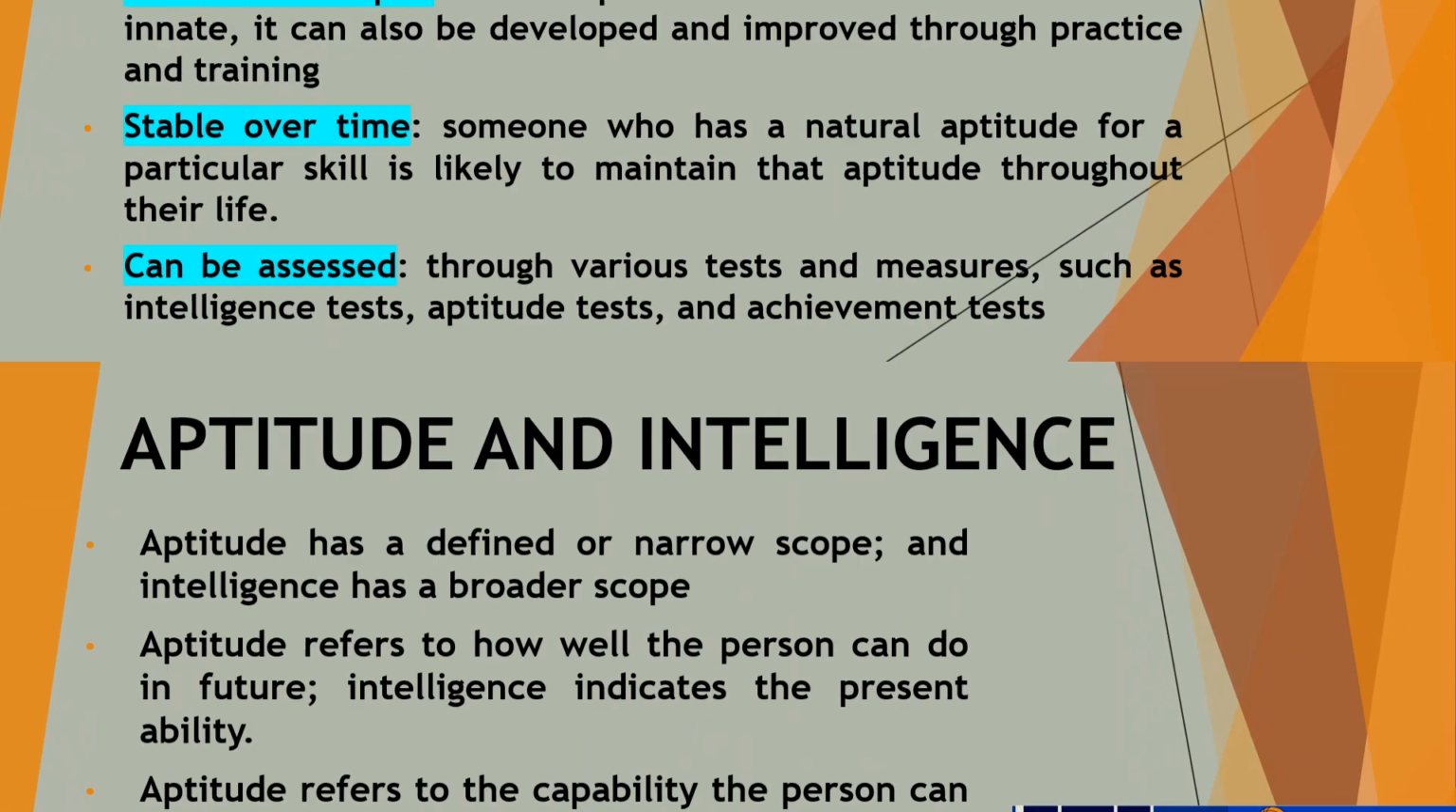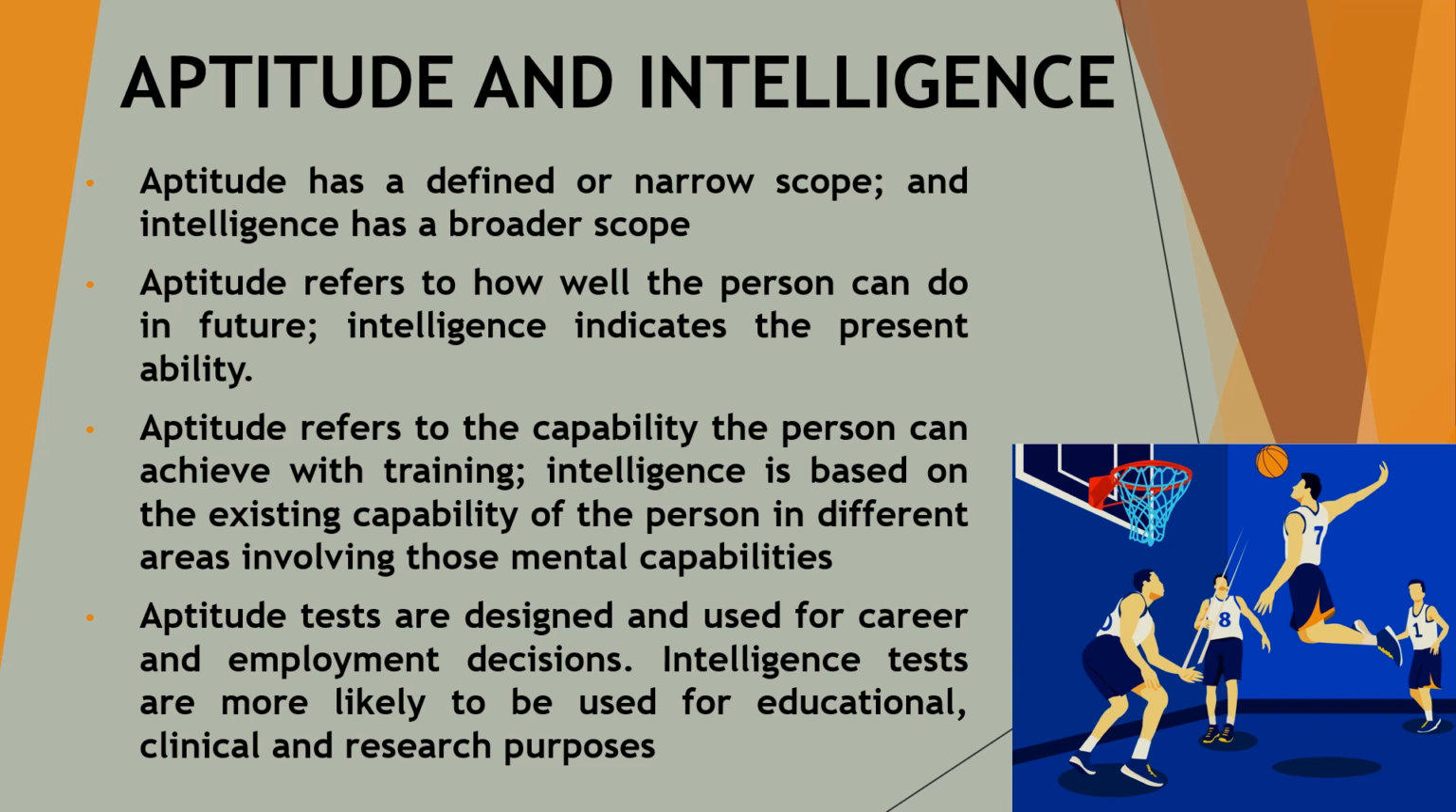Aptitude and intelligence. We know that intelligence refers to a person's ability to learn, reason, and solve problems. Aptitude, on the other hand, refers to a person's natural ability or talent in a specific area. Aptitude has a defined or narrow scope, and intelligence has a broader scope. Aptitude has future orientation as it indicates the potential for learning. It does not indicate what the person can do now.